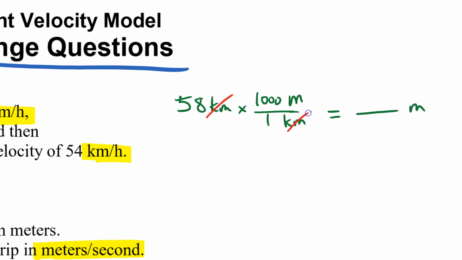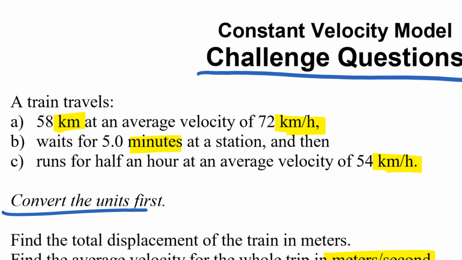The kilometers are going to cancel each other out, and my answer is going to be, well, what's 58 times 1,000? The answer is 58,000 meters. Okay, so that's this one done. So this is going to be 58,000 meters. Now let's do a harder one.